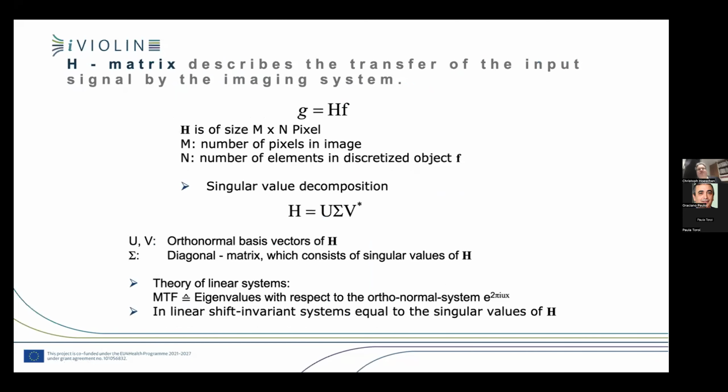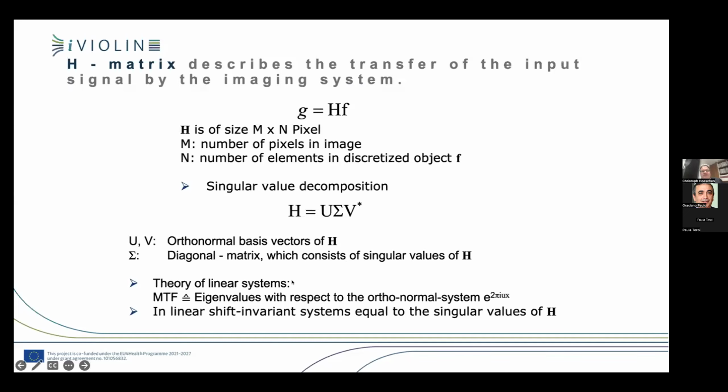Here's some more mathematics, and I swear it won't be too much more after this. So this is our image, this is our object, and this is the H matrix. This is of size m by n, where m is the number of pixels in the image, n is the number of elements in discretized objects. And then you can do a singular value decomposition with orthonormal basis vectors of H and a diagonal matrix. This consists of the singular values of H.